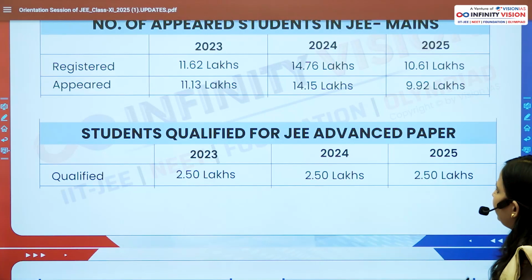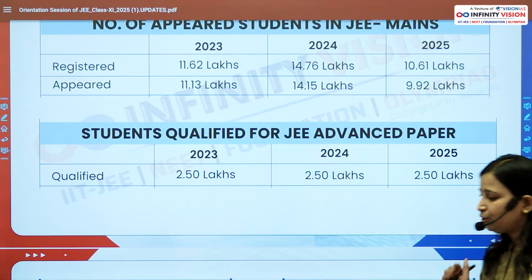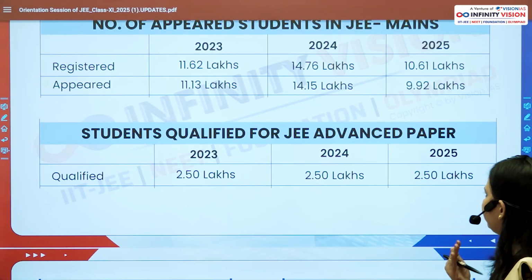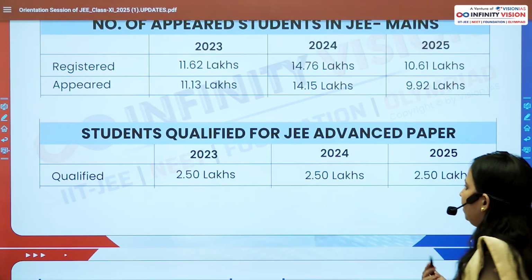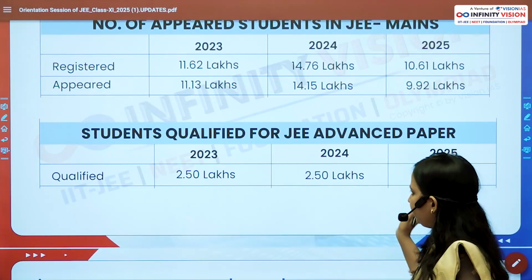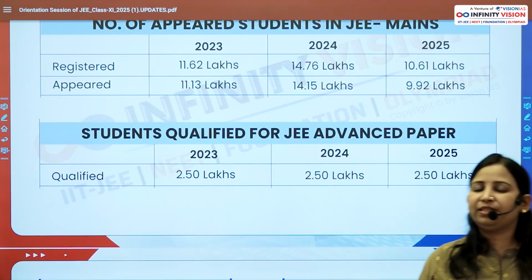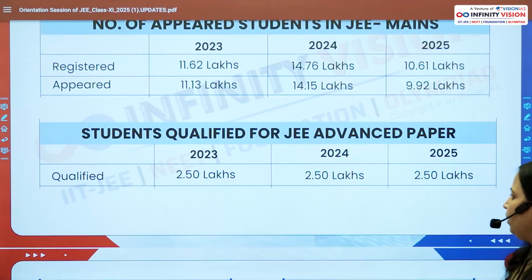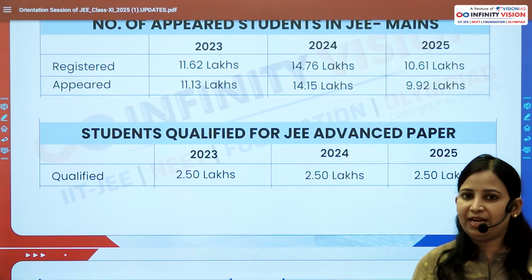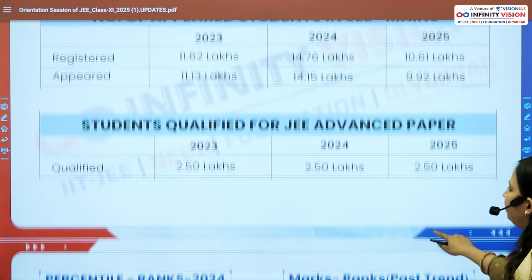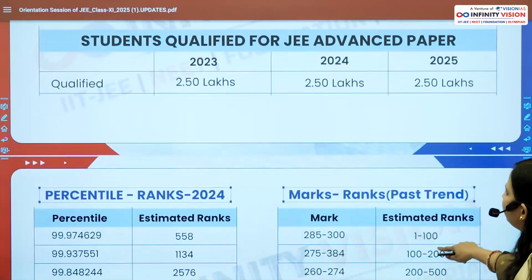Now, students who become eligible for giving the JEE Advanced paper are around 2.5 lakh students in all of these years. It means the top 2.5 lakh students are selected for being eligible for the JEE Advanced paper.